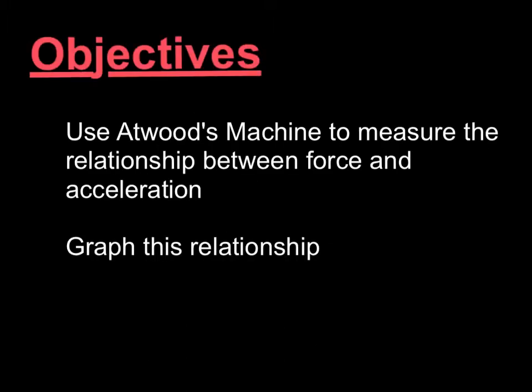So here's a quick rundown of Atwood's machine. The objectives for the Atwood's Machine Lab: we're going to use Atwood's machine to measure the relationship between force and acceleration, and then you're going to graph this relationship. If you know Newton's second law, you may have a spoiler alert, but that's alright. We're going to do this anyway.